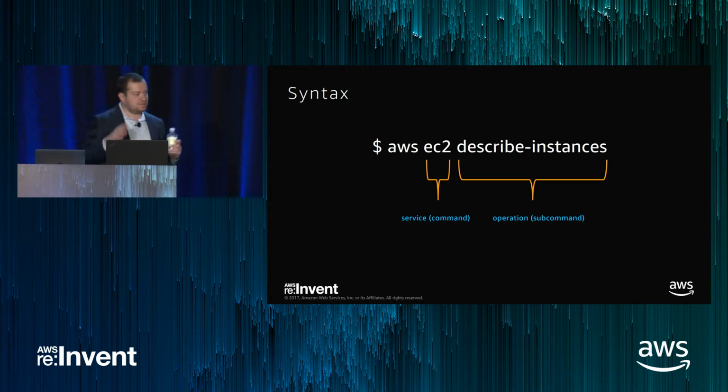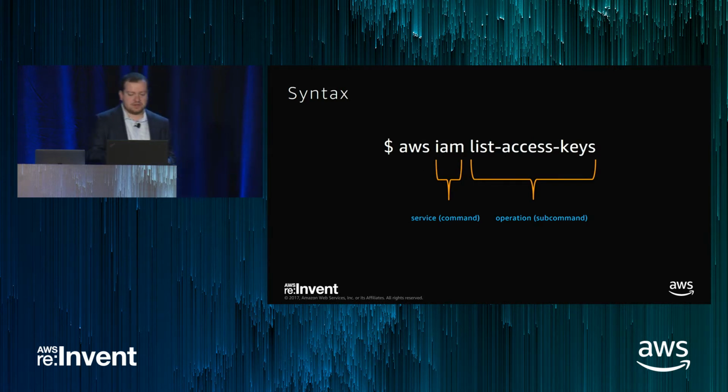So the basic syntax. Basically, you type in AWS, the name of the CLI. Then you type in the name of the service that you're using, so that's the command. And then you type in the subcommand, so in this case, describe instances. And then sometimes you have flags for some greater specificity there. So another example, here I'm listing my access keys for all my IAM users. So AWS IAM, which is the command, and list access keys, which is the subcommand.